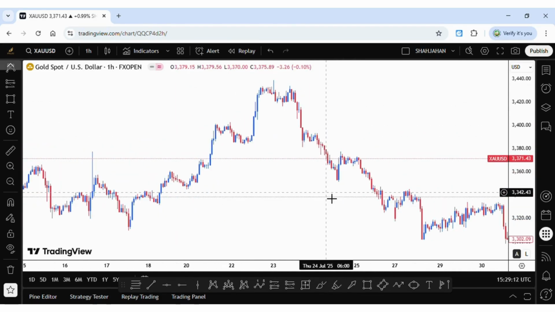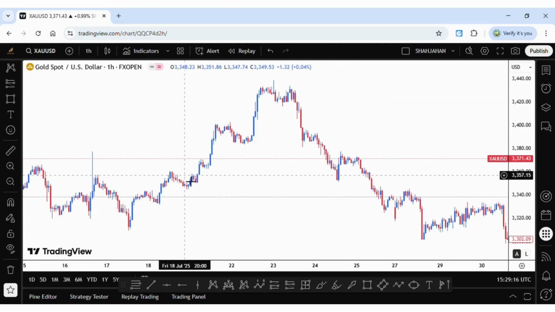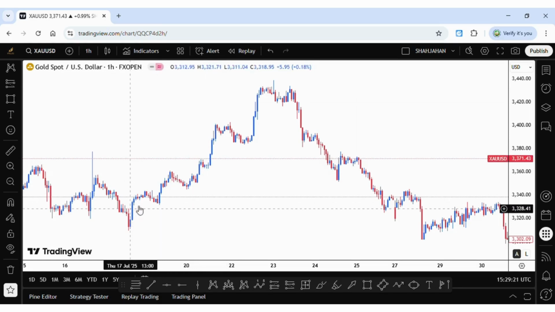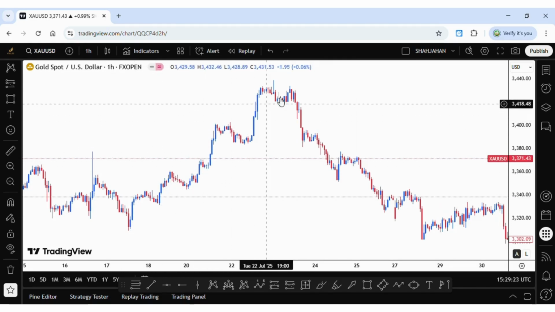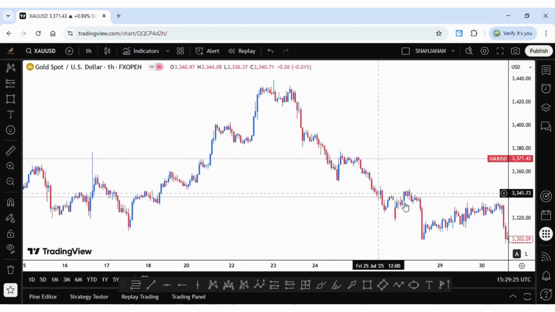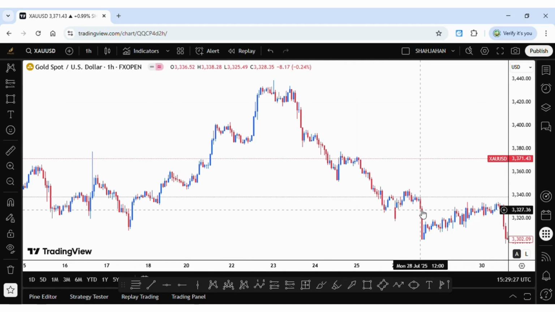I will tell you in an easy way. You have to mark just the previous highs, the buy side stops, for the sell side trades. Understand? So here we are selecting this.